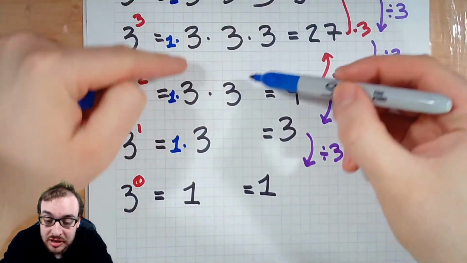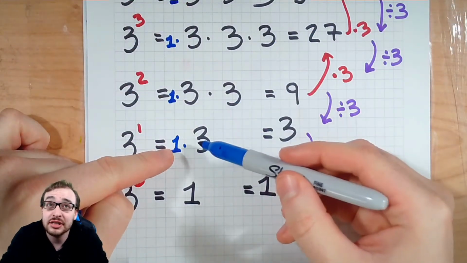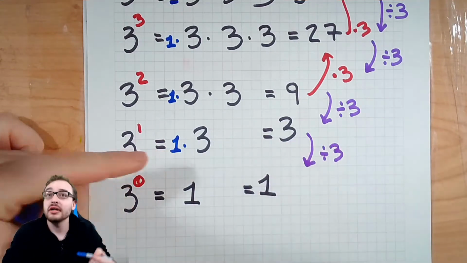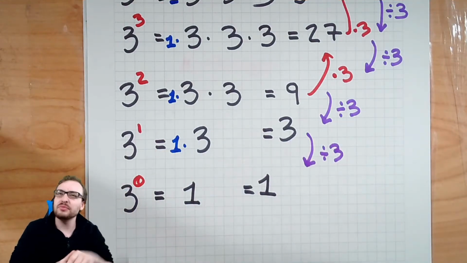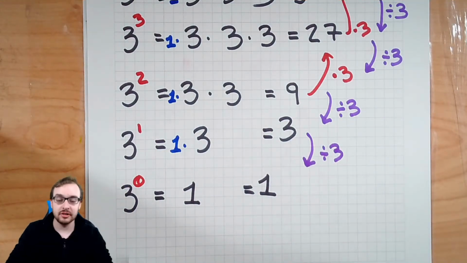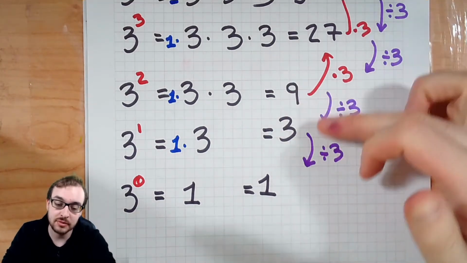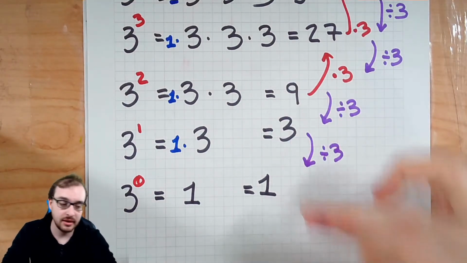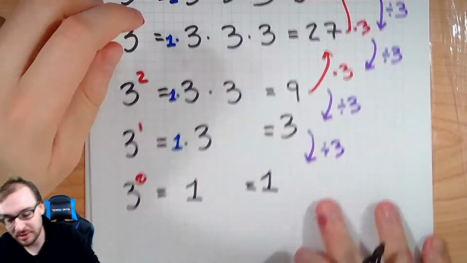We're getting rid of all these 3s. And what's left over after we get rid of this last 3 by division? Well, just the 1. And again, that's more of a coincidence. The real pattern here is we're dividing by 3 as we go. 9 becomes 3, 3 becomes 1. We can extend this pattern out further.